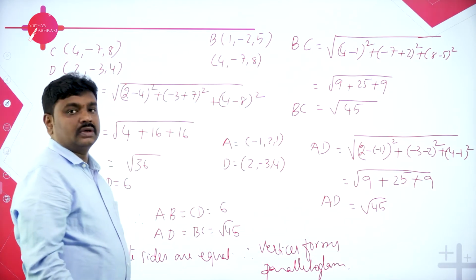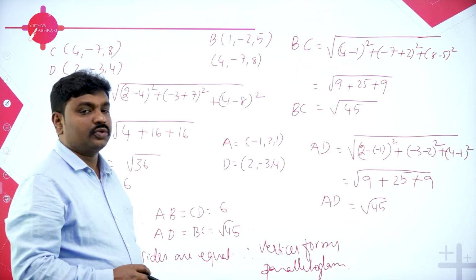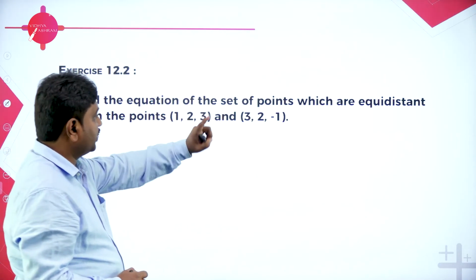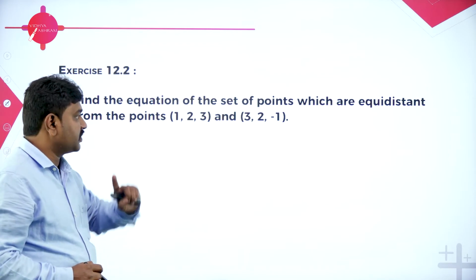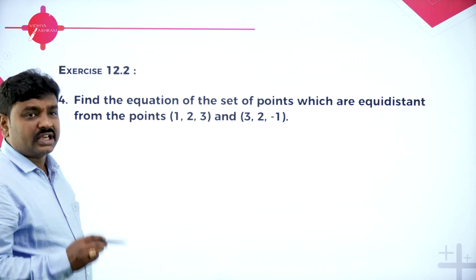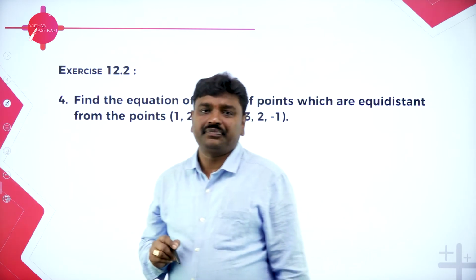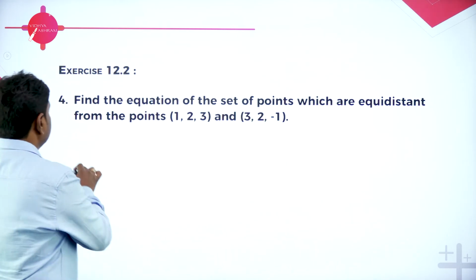That's it. So now this is the way to prove using distance formula. Next, find the equation of set of points which are at equidistance from 2 points. So equidistance means what? Distance of the point from these two given points should be same. So let us assume they want equation.